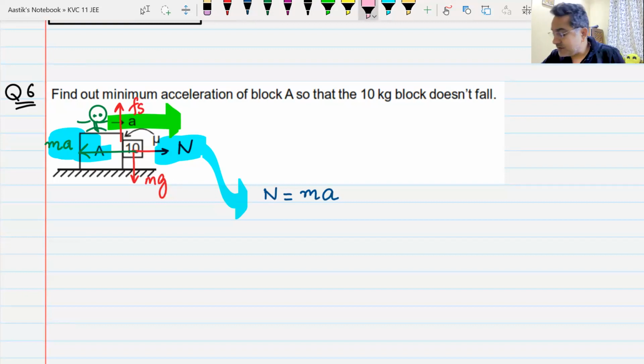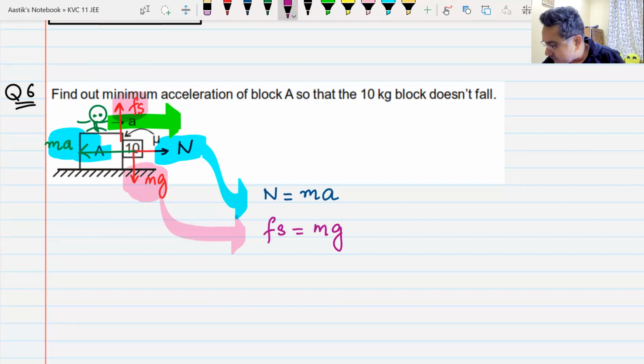Now, the condition given in the problem is such that the block should remain stationary. That means it should not go up and down. So I have the pink equation coming up. And the pink equation is Fs is equal to mg. So I again get Fs as mg. What should be the next step? We have done that step so many times. What should I do next?